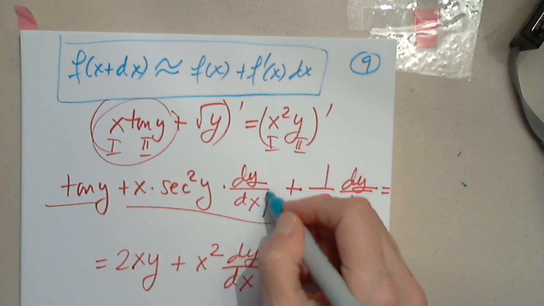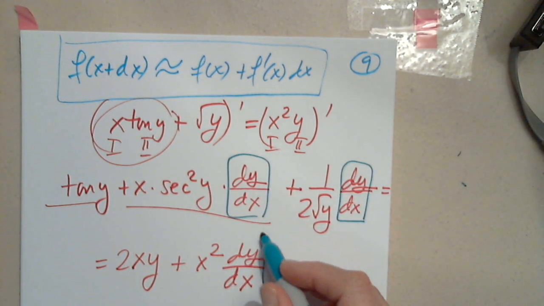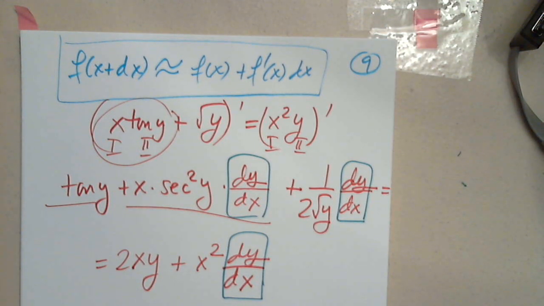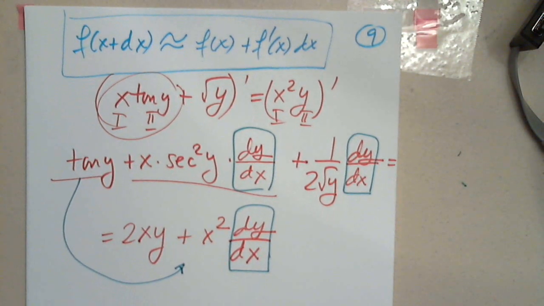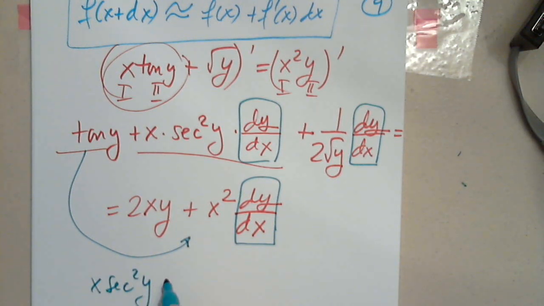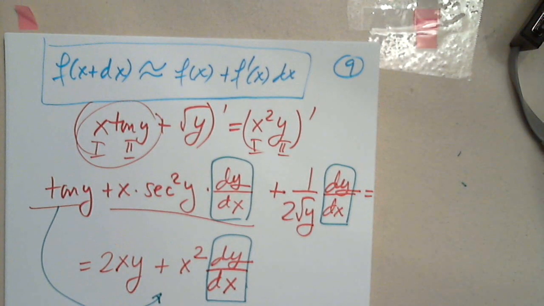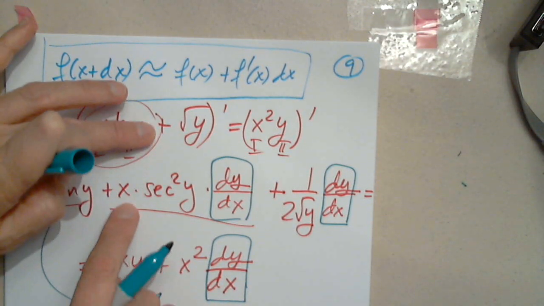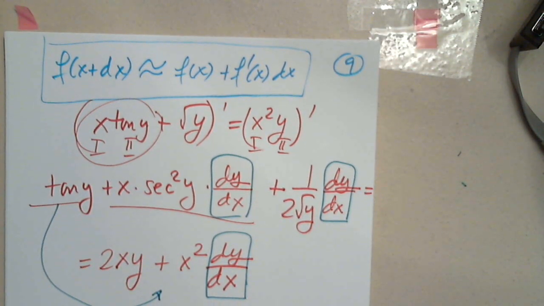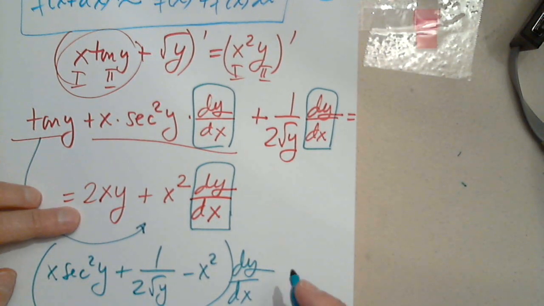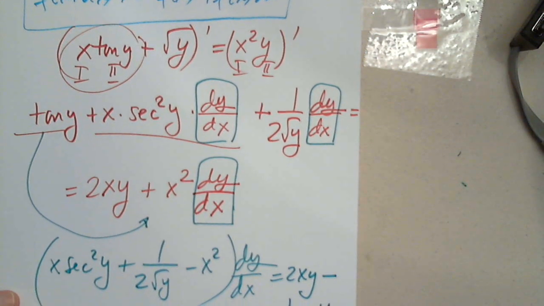Okay, so now I see the variable is in 3 different terms. So I'm going to move this term to this side, becomes negative tangent y, and I'm going to move this term to this side, becomes negative x squared. So I have x secant squared y plus 1 over 2 the square root of y minus x squared, and all of them have dy over dx. This one with positive, this one with positive, but this one moved will be negative x squared. I also pulled out dy over dx. And then I have 2xy minus tangent y.